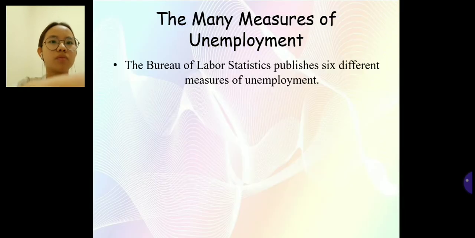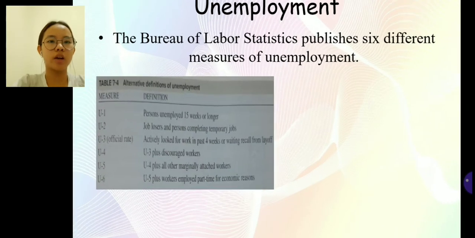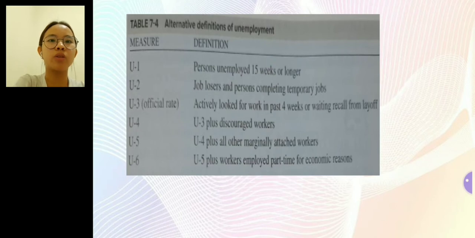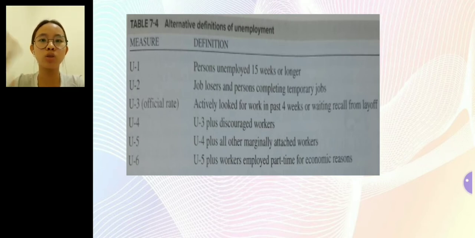The many measures of unemployment. So the Bureau of Labor Statistics published 6 different measures of unemployment. Here is the table. There are 6, and the headline that we always talk about is the U3 or the official rate of measurement, and U1 until U2 are the tighter measurements. It is a tighter definition like that, and for U4, U5, U6 they are the looser measures like that.